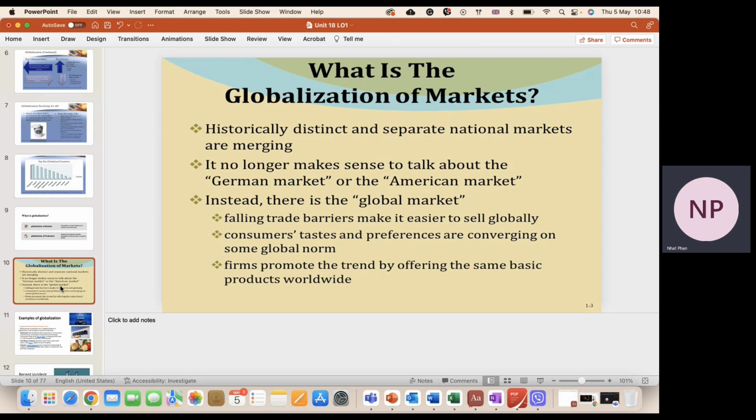So to let global markets happen, you need to lower trade barriers, which makes it easier to sell globally. Consumer taste is also one of the things, because you want quality goods and services, and sometimes your country cannot produce that due to limited resources. So as consumer taste and preference increase, that generates the need to go to other countries to get that product. And also the growth of international firms. They promote trade by offering the same basic products worldwide.